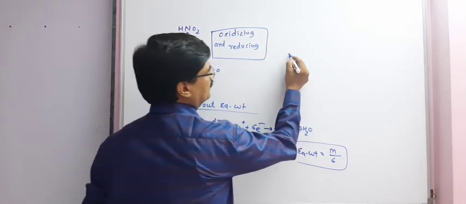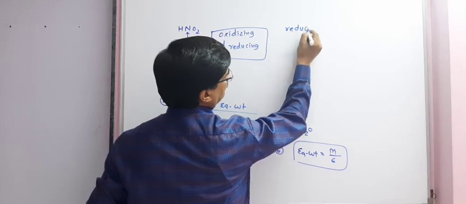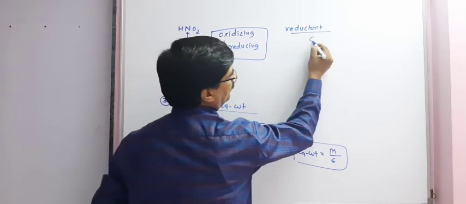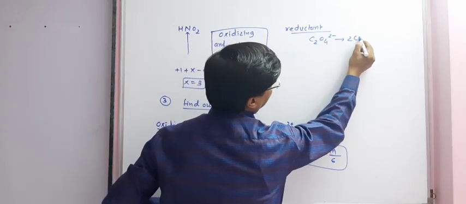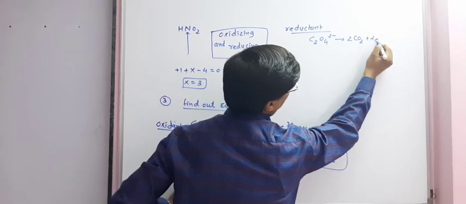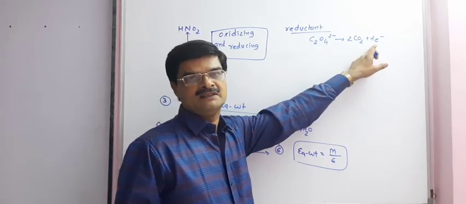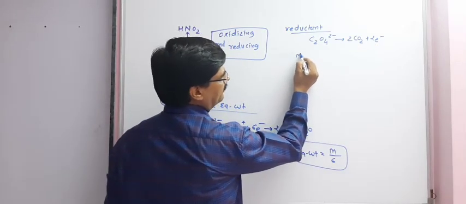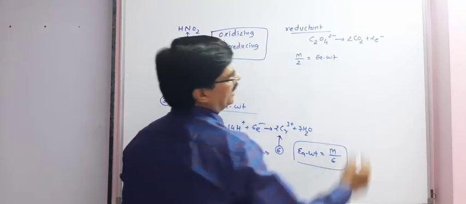Another example for reductant. Take example of oxalate ion C2O4 2 minus will give 2 CO2 plus 2 electrons. Since we can see n factor is equal to 2, therefore molecular weight divided by 2 will give us equivalent weight.